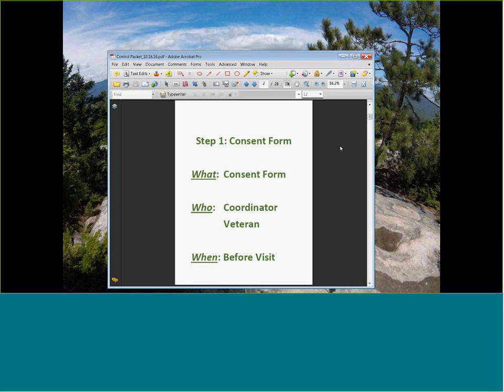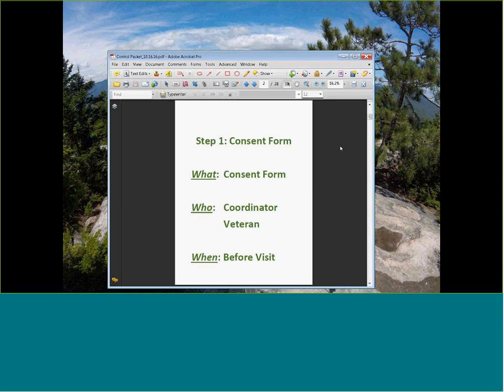Now I'll tell you briefly about our 5-step process of completing survey forms which are used in our study. The first step is completing the consent form. Each instructional step has 3 parts. We tell you first what you need to look at, second, who needs to be present, and third, at what part of the visit, either before the veteran sees the physician or after, the form should be completed.